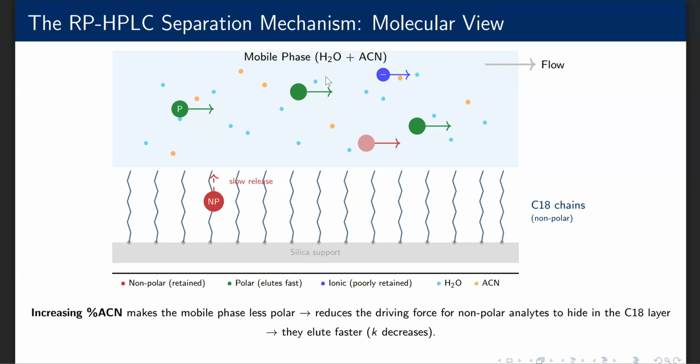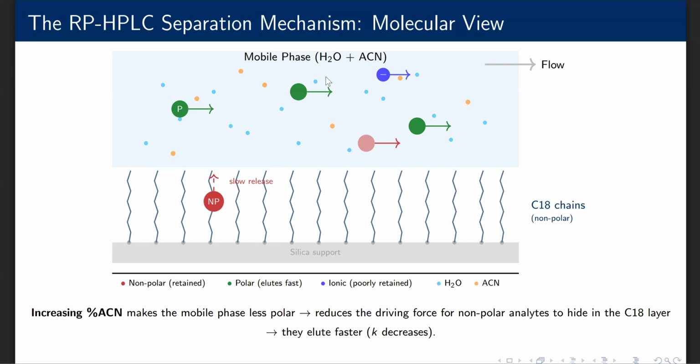The RP-HPLC separation mechanism, the molecular view. This molecular level diagram shows what is actually happening at the surface of a C18 reversed phase column. The bottom gray layer is the silica support. Bonded to it are the C18 hydrocarbon chains, drawn as zigzag lines to represent the real alkyl chain structure. These chains create a nonpolar microenvironment.